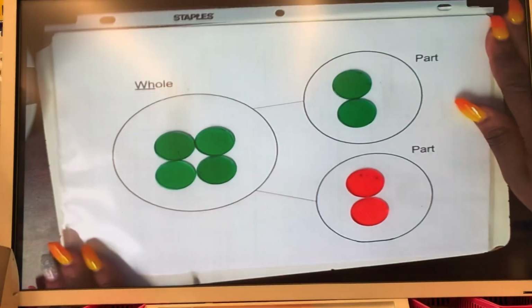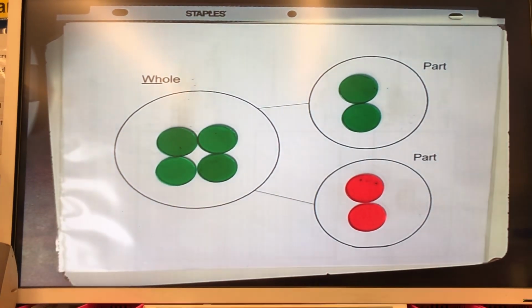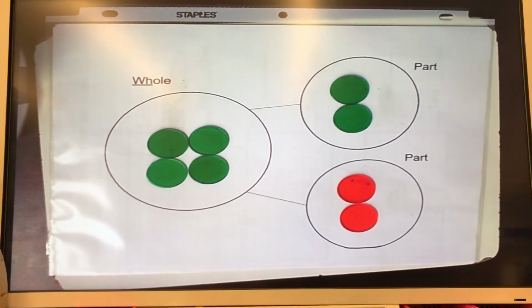All right, boys and girls, let's get started on some math. So I have a picture here. I want you to take a look at it and tell me what you notice. What do you think?